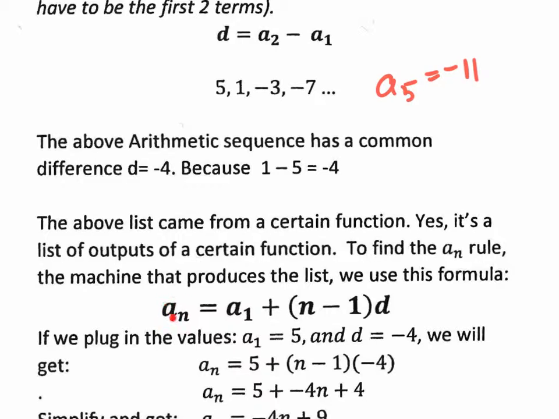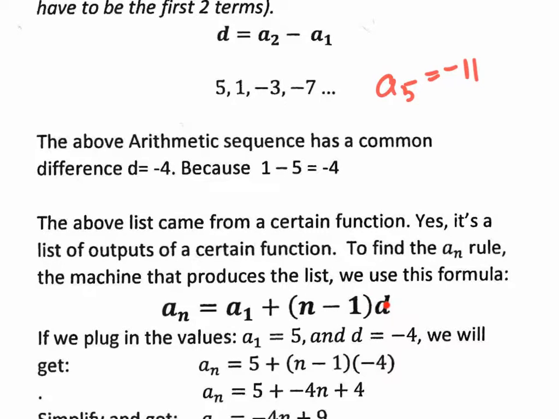A sub n, that's just the name of a formula. This is the actual machine that produces the list. What is a sub 1? We already said that's your first number, plus parenthesis n minus 1. You're going to leave it n minus 1, and the common difference is negative 4. That would be right there, the negative 4.